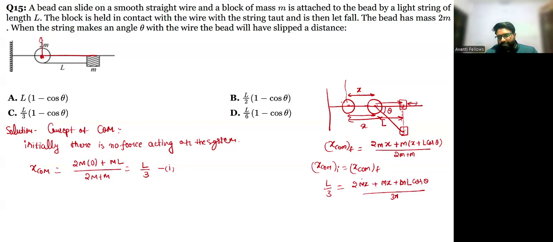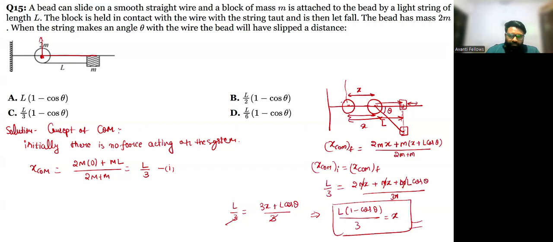Now, from the above equation, we can cancel out m. So it will become L by 3 equals 2x plus x, which is 3x, plus L cos theta by 3. This 3 and 3 will also cancel out. So from here we can see it will become L into 1 minus cos of theta by 3. This is the value of x. So option C is the correct one.